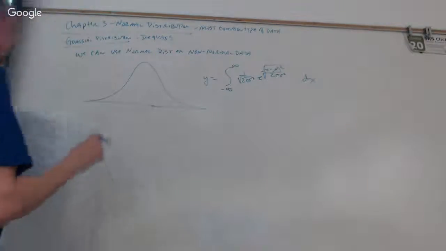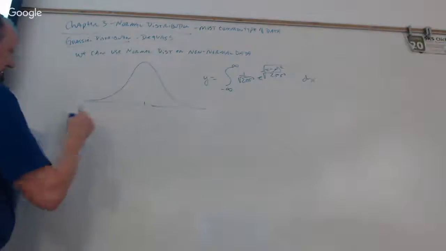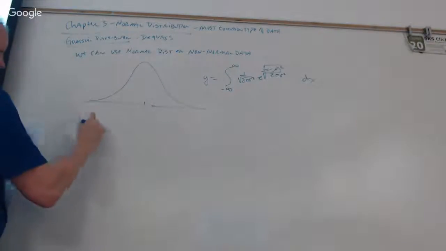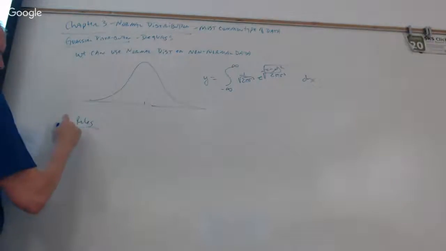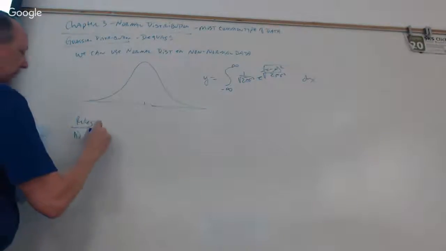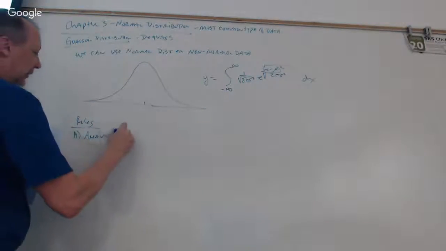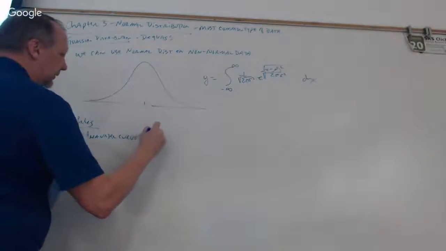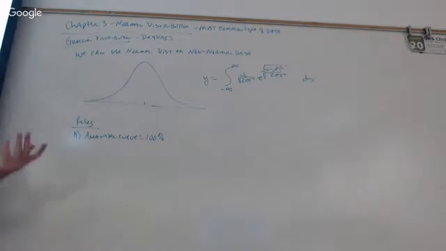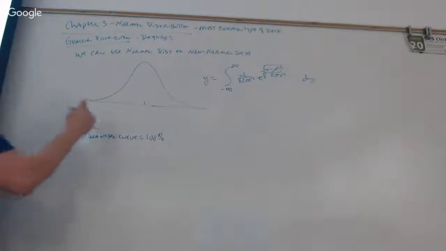Okay? So the rules. Number 1, or what we call A, the area under the curve equals 100%. Okay? Which makes sense. But this is rules for the bell curve.